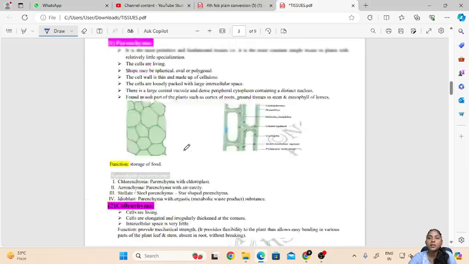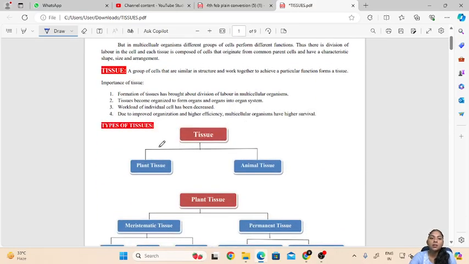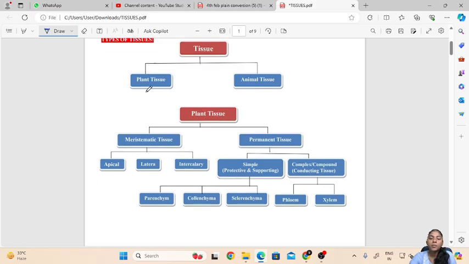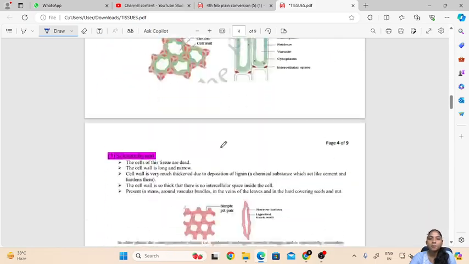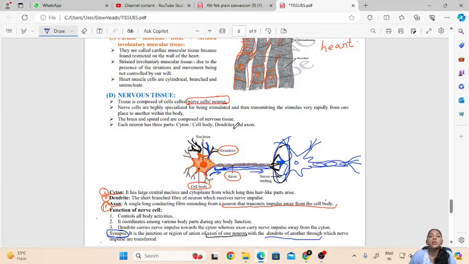We have completed this chapter. We have seen in detail the plant and various types of plant and animal tissues. So this is where we will conclude this lesson.